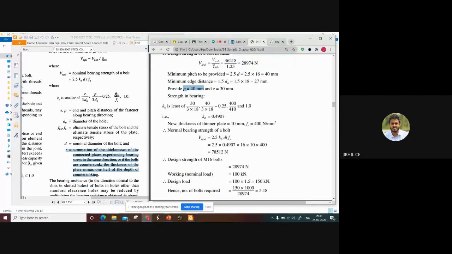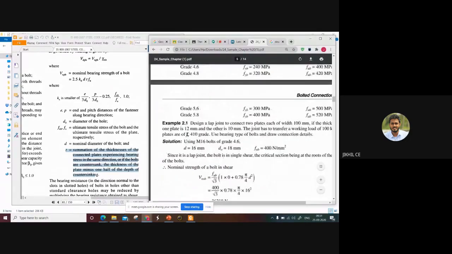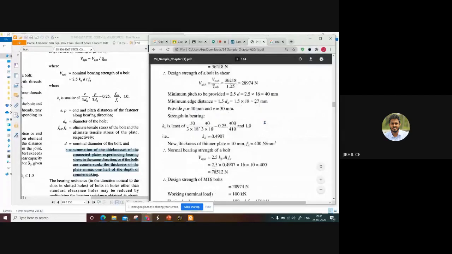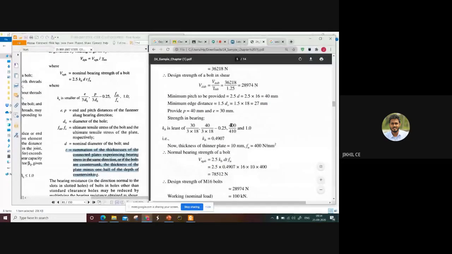And FUB and FU. FUB is the ultimate stress of the bolt, so we have 400, and FU is the ultimate stress of the plate. We were given the plate ultimate strength as 410. So the plate strength is 410 and the bolt 400. That's why 400 by 410, and 1. Based on the values 1, 2, 3, and 4, the lowest value is found to be KB equal to 0.4907.